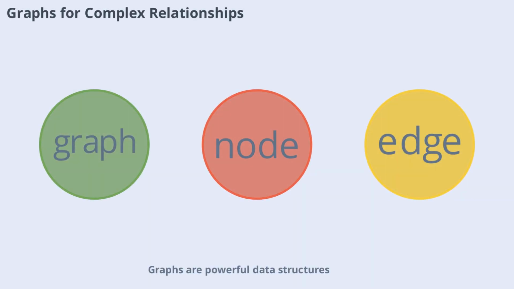Graphs are powerful data structures for modeling complex relationships between objects. In a graph, nodes represent entities and edges represent connections. Graphs are used in social networks, navigation systems, and recommendation engines. Python's libraries and custom classes make it possible to build and analyze graphs for a wide range of applications.